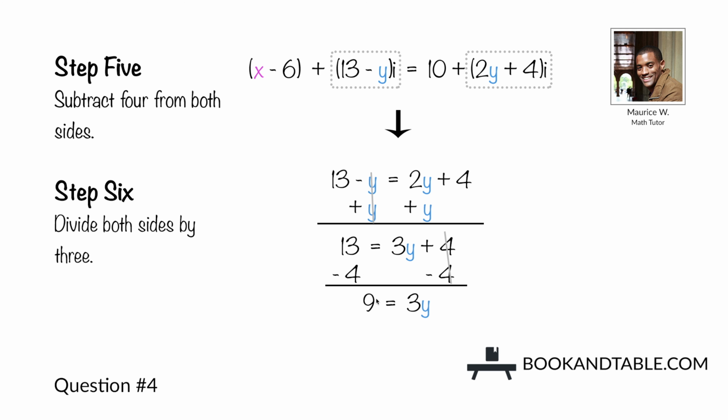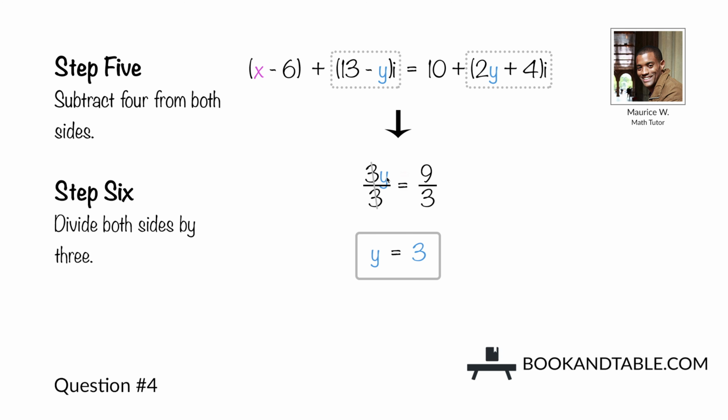13 minus 4 is equal to 9, which is equal to 3y. And now to solve for y, we want to divide both sides by 3. So that would give us 3y divided by 3 is y. 9 divided by 3 would give us 3. So we get y is equal to 3.